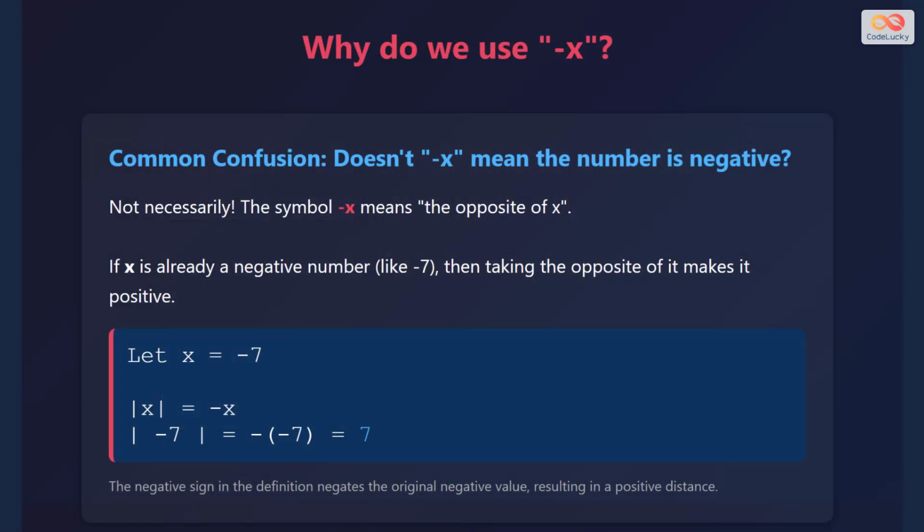A common point of confusion is the negative sign in the definition. You might ask, doesn't -x mean the number is negative? No, the negative sign here acts as an operator that flips the sign. If x is already negative, like -7, then -x becomes -(-7), which equals +7. It ensures the result is always positive.